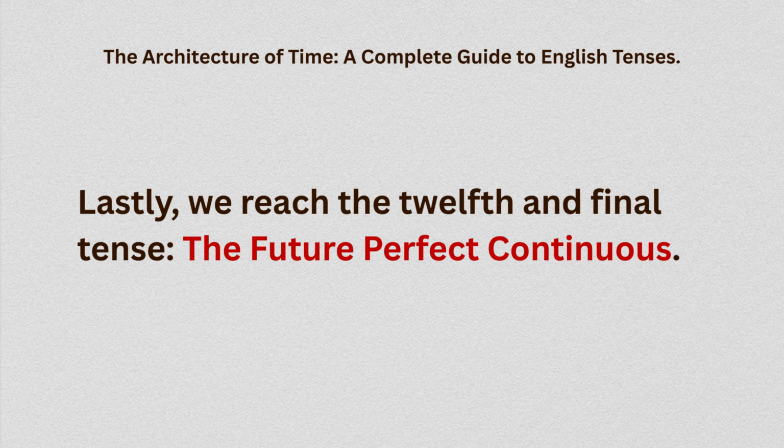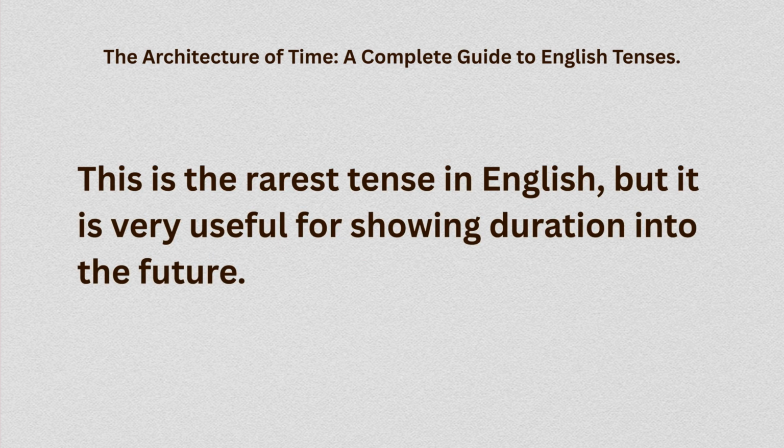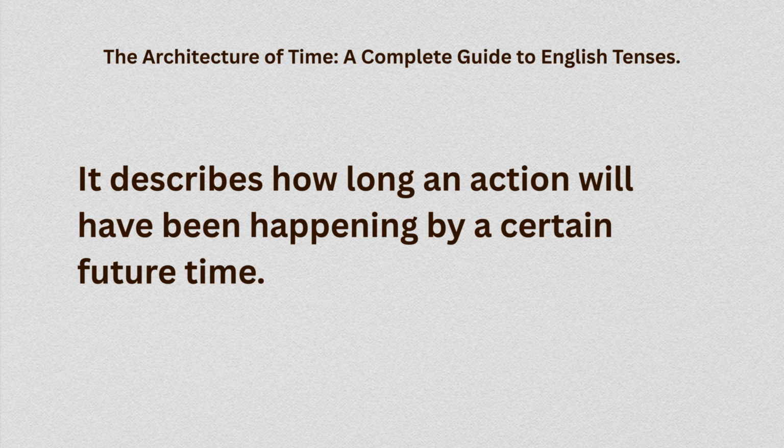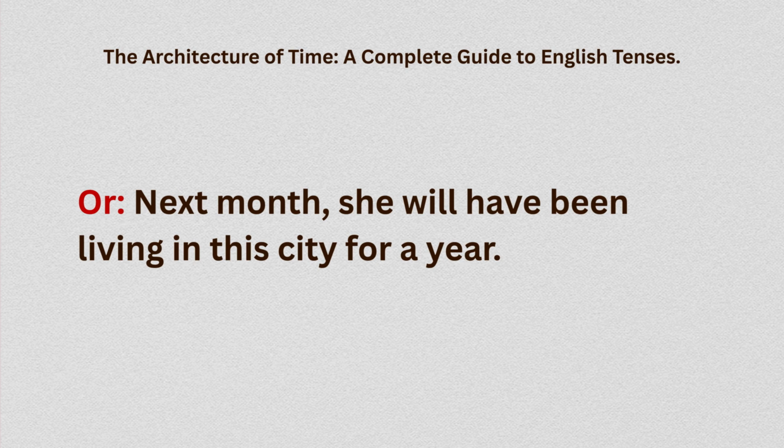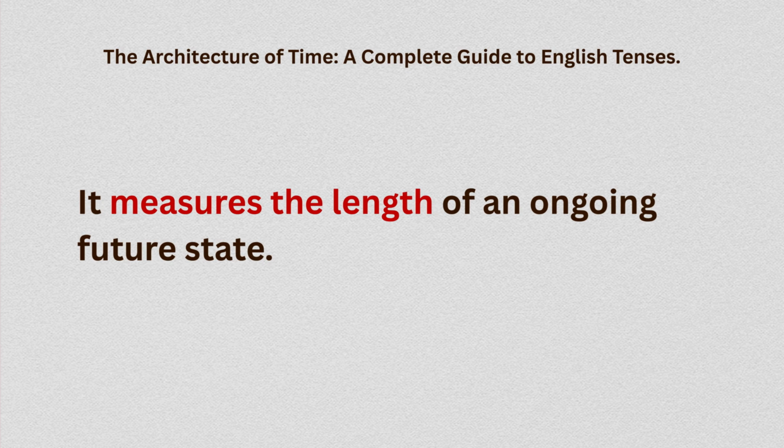Lastly, we reach the 12th and final tense, the future perfect continuous. This is the rarest tense in English, but it is very useful for showing duration into the future. It describes how long an action will have been happening by a certain future time. For example, by 5 p.m., I will have been working for 8 hours. Or, next month, she will have been living in this city for a year. It measures the length of an ongoing future state.